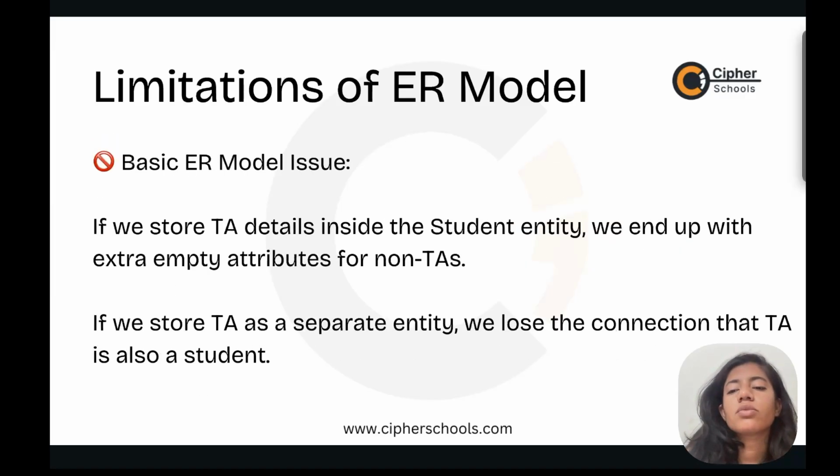So this situation is very difficult to accommodate in an ER model. The mistakes we can make: if we store TA details inside the student entity, we end up storing extra empty attributes for non-TA students. As I discussed before, if a student is not a TA and you are keeping columns of salary and course assigned for that student, you're just wasting that space. And if we store TA separately as an entity, we are forgetting about the connection between TA and student. We'll discuss how we accommodate it in an extended ER model, but this is what makes it difficult to accommodate in a basic ER model.